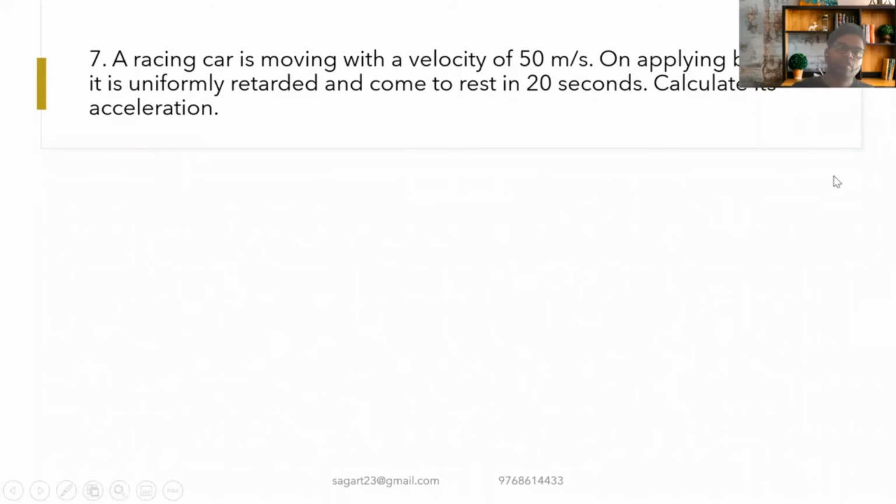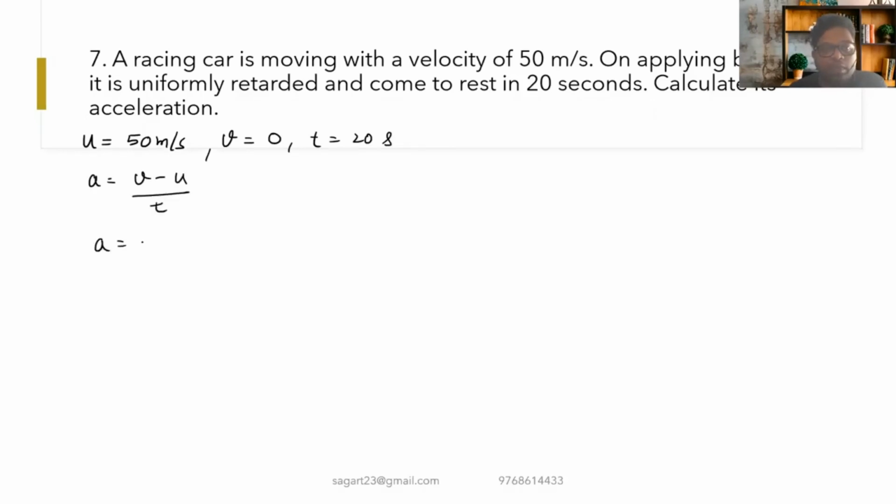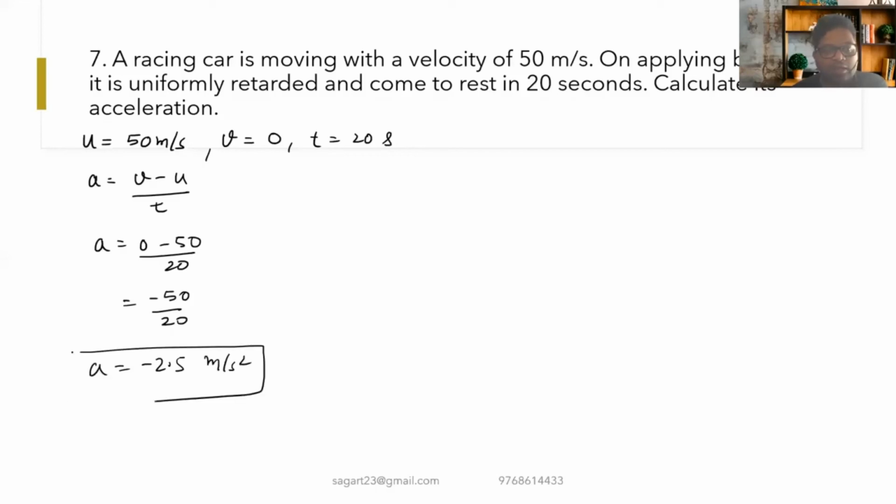A racing car is moving with a velocity of 50 meter per second. And on applying brakes, it is uniformly retarded and comes to rest. So the final velocity is 0 and the time taken is 20 seconds. So calculate the acceleration. This is pretty easy. V minus u upon t, and this is 0 minus 50 upon 20. So that is minus 50 upon 20, that is minus 2.5 meter per second square. So that is the acceleration. Fine. So we go to the next question.